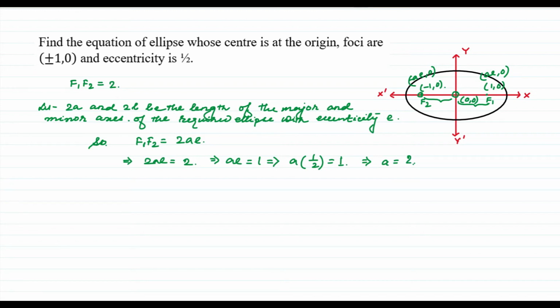So now let any point P on the ellipse whose coordinate is x comma y. So let P (x, y) be any point on the ellipse.